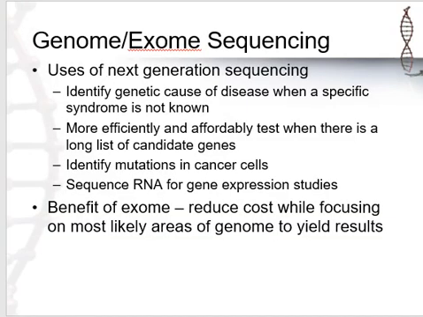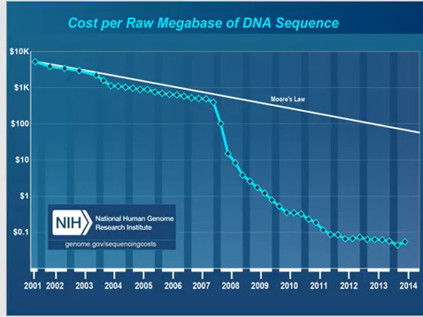Genome and exome testing use next generation sequencing to identify genetic causes for diseases when a specific syndrome is not known. It's more efficient and affordable when there's a long list of candidate genes, and it identifies mutations in cancer cells. This is being used more and more for cancer therapy. There also can be sequencing of RNA for gene expression studies. The benefit of exome is that it reduces the cost while focusing on the most likely areas in the genome.